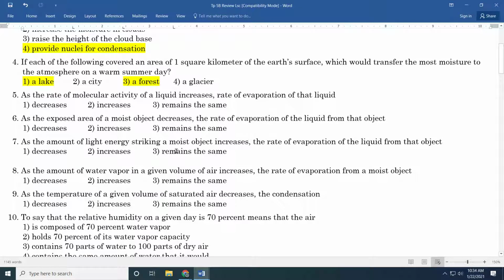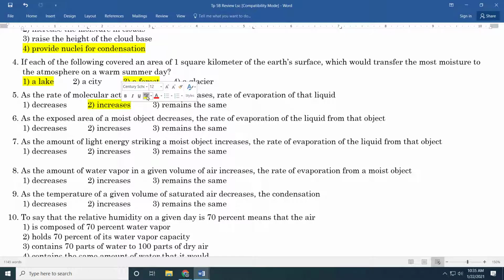Number 5, as the rate of molecular activity of a liquid increases, the rate of evaporation of that liquid... So as the rate of molecular activity increases, the rate of evaporation will increase. Molecular activity is a fancy way of saying the molecules are moving faster. If the molecules move faster, that indicates you have a higher temperature. If you have a higher temperature, that's going to increase the rate of evaporation.